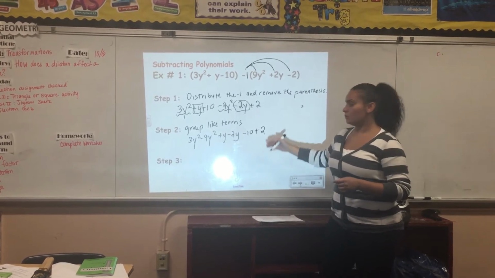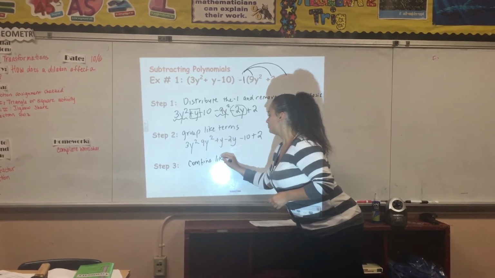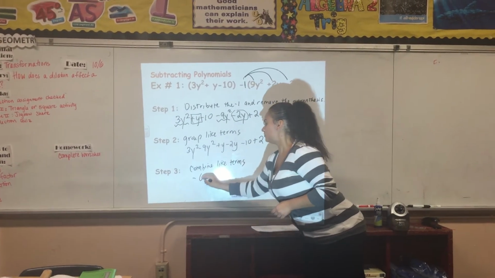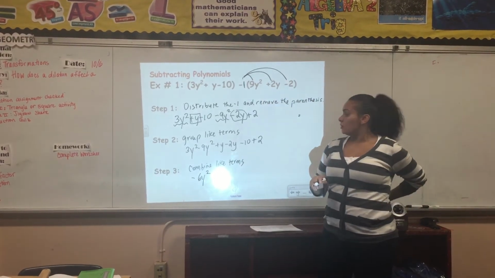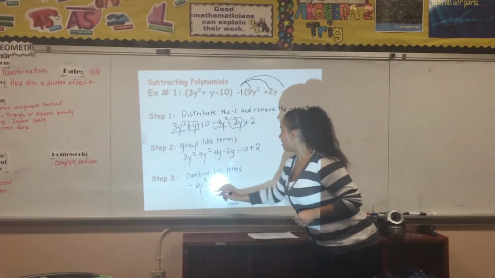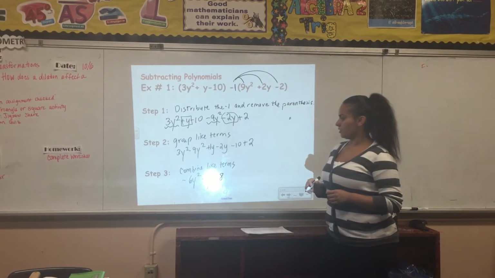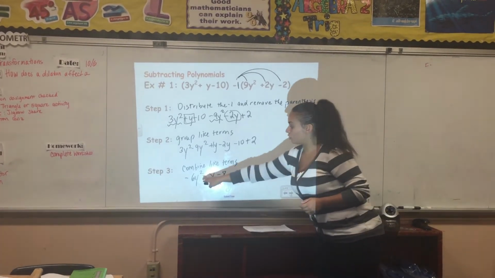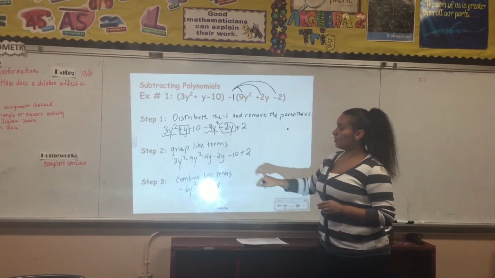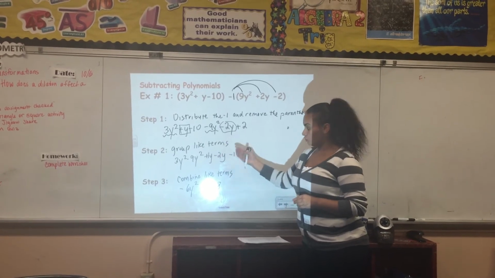So now, we're just going to combine the like terms. So 3 minus 9 is negative 6y squared. There's an invisible 1 here. 1 minus 2 is negative y. Negative 10 plus 2 is negative 8. And then notice the exponents are arranged from highest to lowest, so this is standard form. And please be aware that you don't always have a like term to combine, and if you don't, you just bring it down.